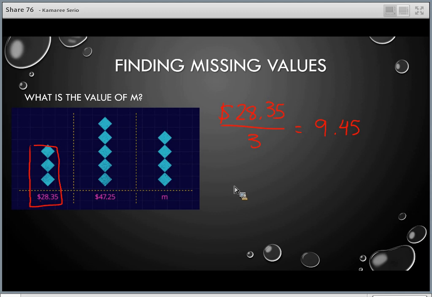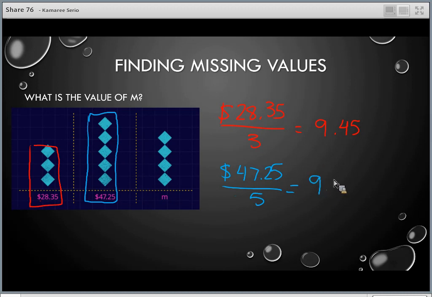$9.45. Okay, now before I take this $9.45 and multiply it by these 4 dots that I have here, I want to double check and make sure that this second piece of data here gives me the same unit rate, just to double check. So 47.25 over 1, 2, 3, 4, 5. So 47.25 divided by 5. And I get 9.45.